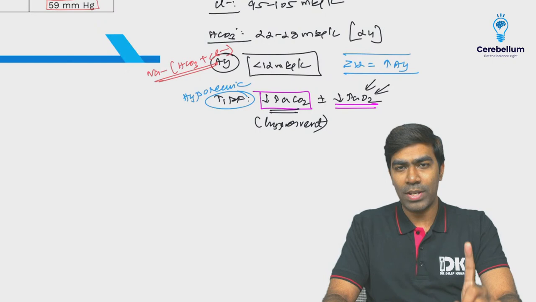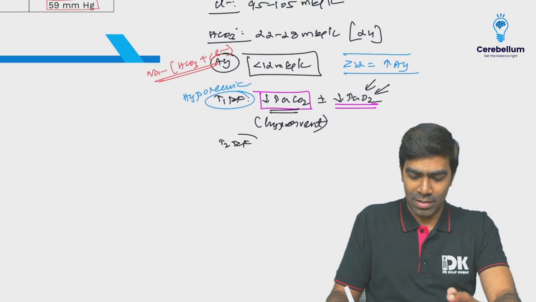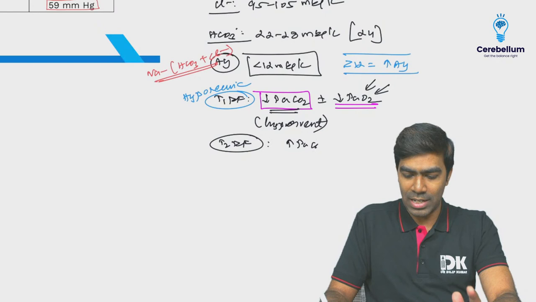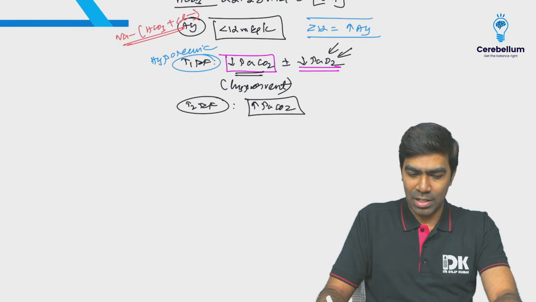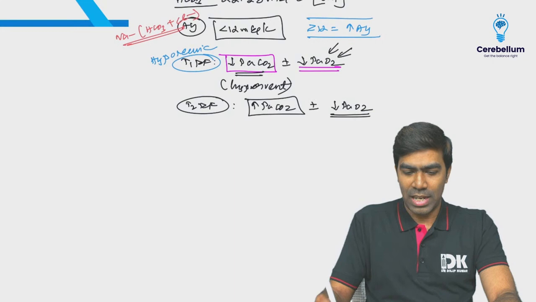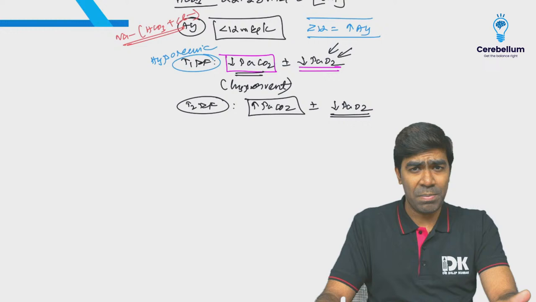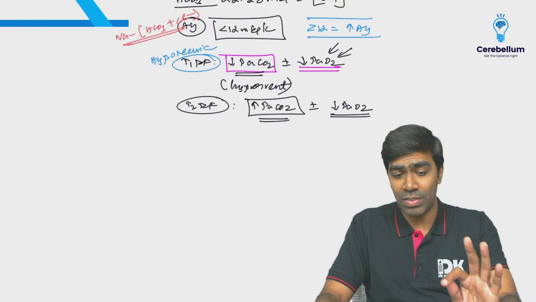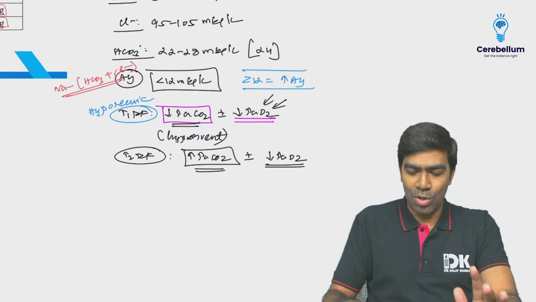So what about type 2 respiratory failure? In type 2 respiratory failure, you're going to have high PaCO2. That's definite. Plus or minus, patients are going to have low PaO2. Again, for the same reason, patients can have low or normal, even high PaO2, depending on the situation. But the PaCO2 is the one that's going to give you the clue most of the times with regards to respiratory failure.